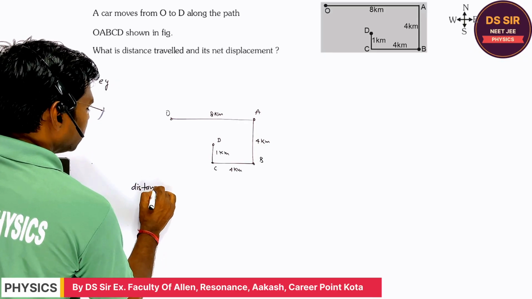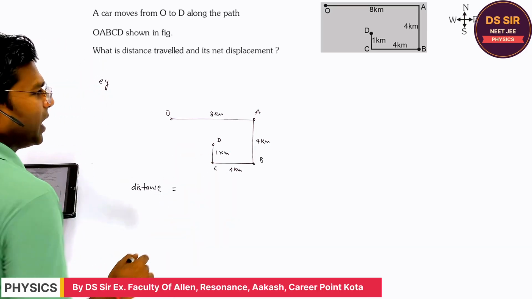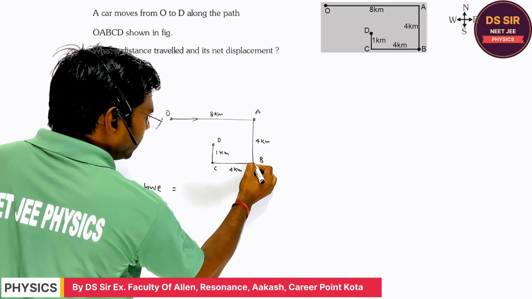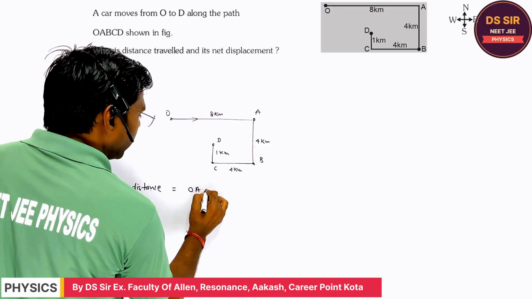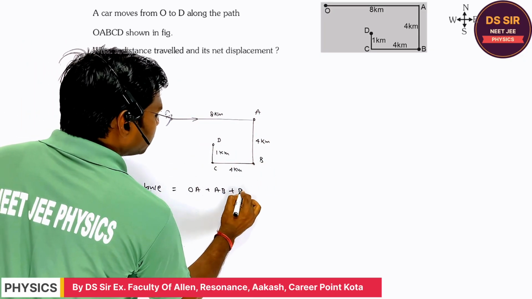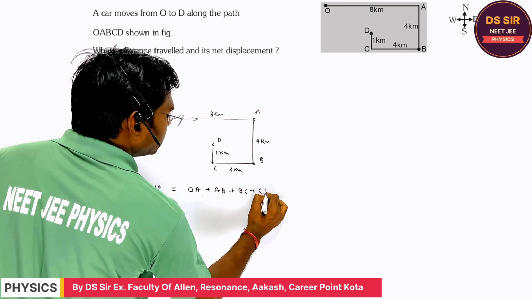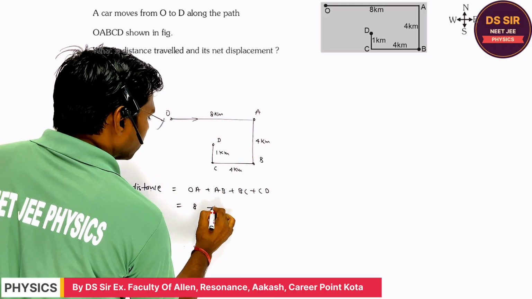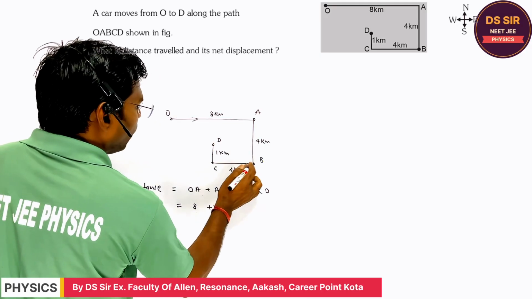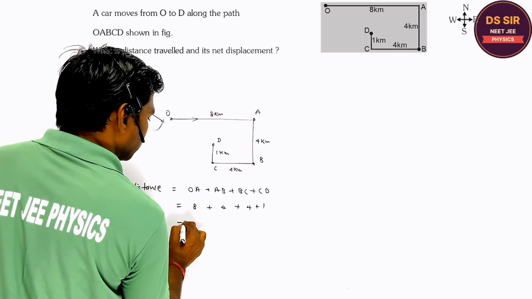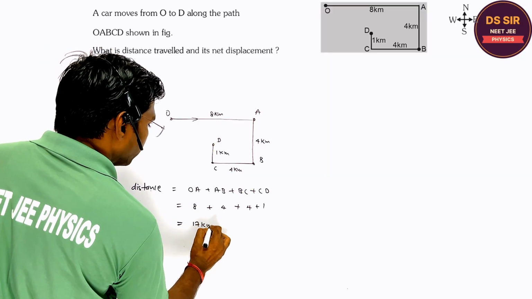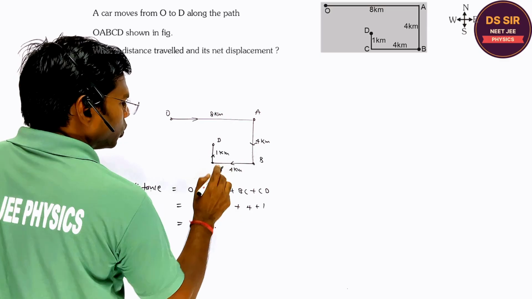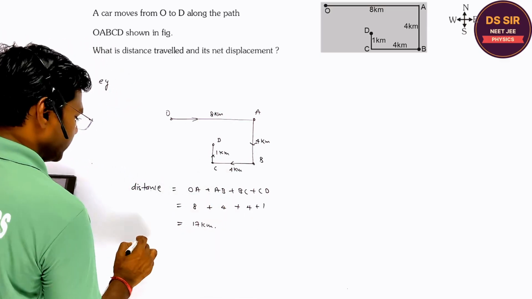The distance is nothing but the path length when it moved from O to A, A to B, B to C, and C to D. OA plus AB plus BC plus CD is the distance. This is 8 plus 4 plus 4 plus 1, right? This is 17 kilometer. Is it clear or not? So you understand how to find the distance? Yes, it is very easy.